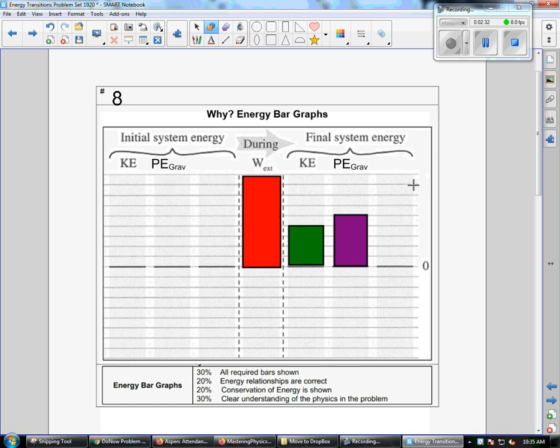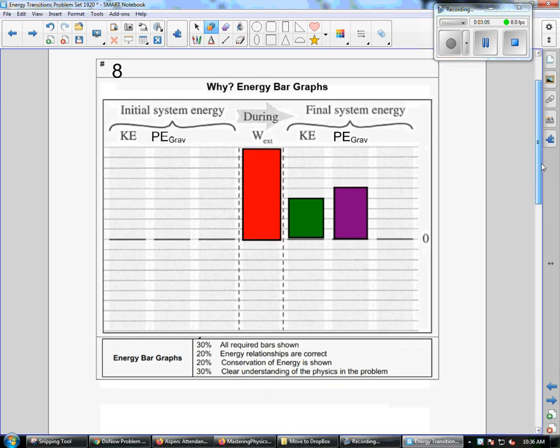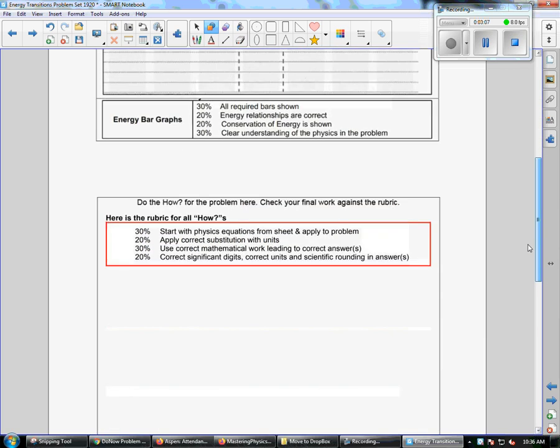So, yay, energy's conserved. Does it matter which one we made higher at this point, KE or PE? What do you think? So the question was, does it matter which one we make higher at this point? No, it doesn't at all. The important part is that we're conserving energy. So that would be a full credit bar there. No words needed.